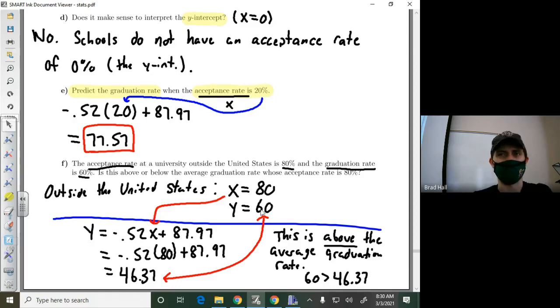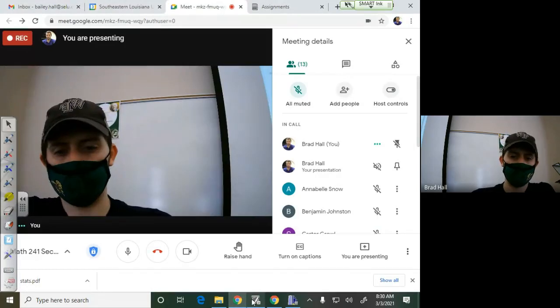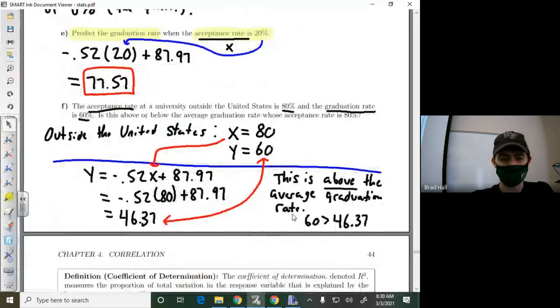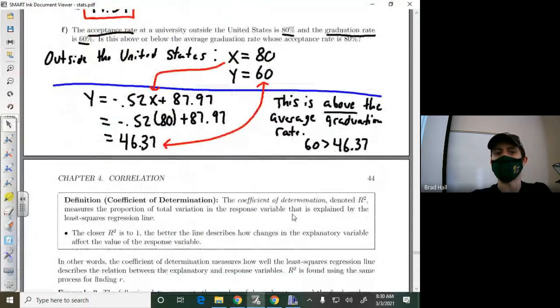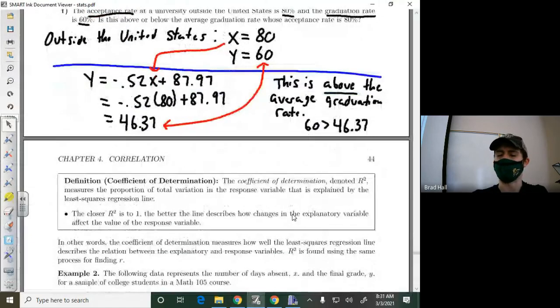Does anyone have any questions about this before we move on? If not, let's go ahead and move on to something that is also very much connected and will be in the same series of steps that we use to find the linear correlation coefficient and the regression line. And this is called the coefficient of determination.